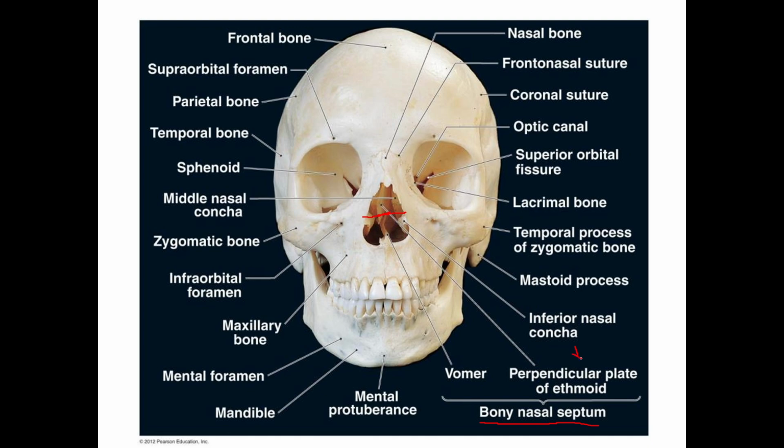There's going to be the perpendicular plate of the ethmoid bone. That's going to be this superior half that we can see right here. We've already previously described this as the ethmoid bone, because the ethmoid bone has to go into the anterior cranial fossa, which is right about there.